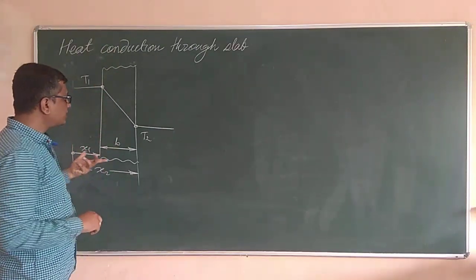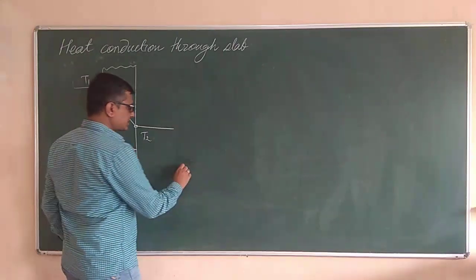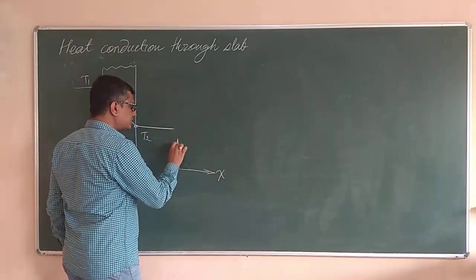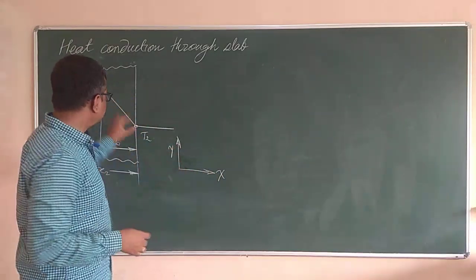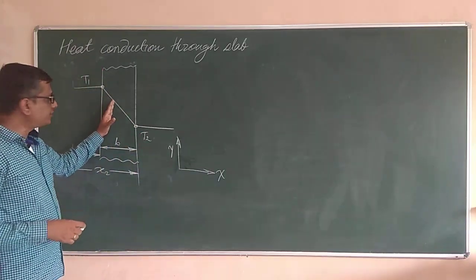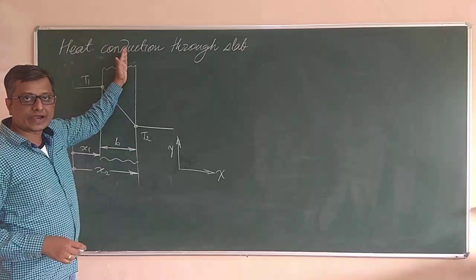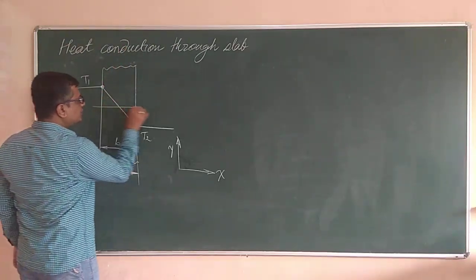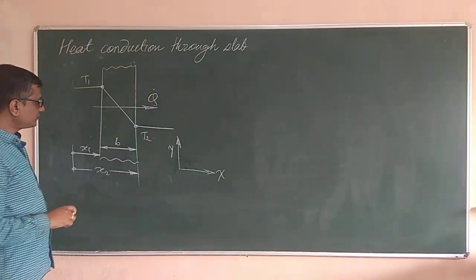So if I take down the coordinate system, this is the x direction, this is the y direction, and perpendicular to it will be the z direction. In this case, the temperature gradient is present only in the x direction, no temperature gradient in the y direction, no temperature gradient in the z direction. So the heat transfer will take place only in the x direction, and that is q dot, right.